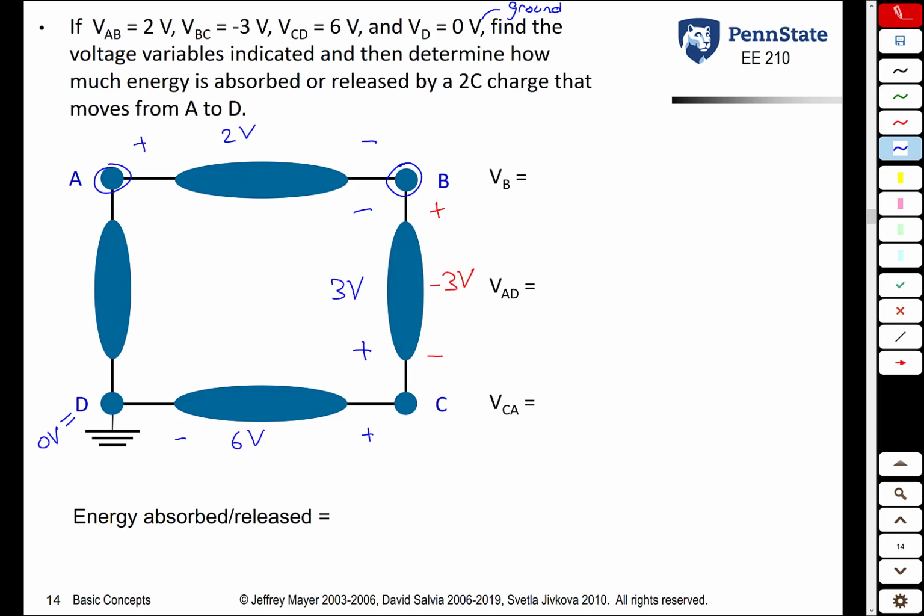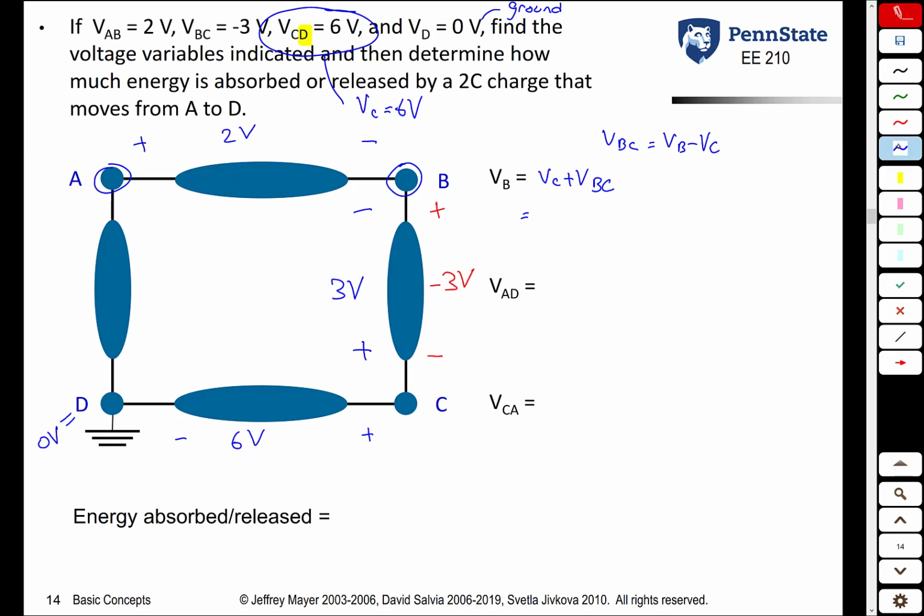Well, what we know is that the relative voltage VBC is equal to VB minus VC. Therefore, VB is equal to VC plus VBC. VC is given right here. Actually, it's written as VCD, but VCD of 6 volts is the same thing as saying VC is equal to 6 volts. Why? Because it's relative to D, which is ground. So VC of 6 volts is an absolute voltage. VCD of 6 volts is a relative voltage, but they happen to be the same thing.